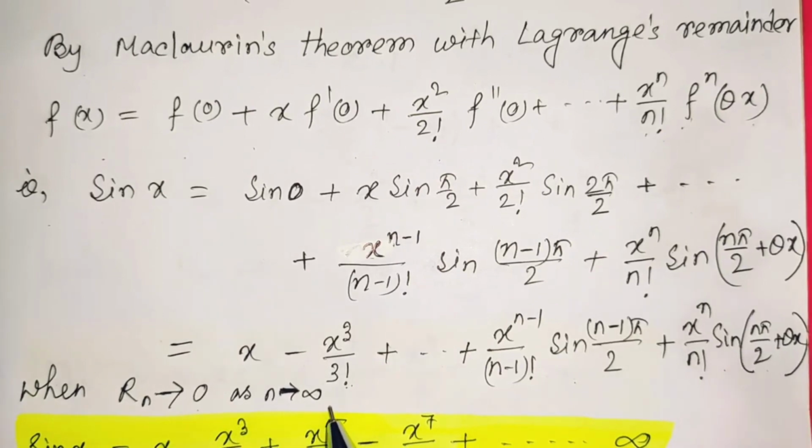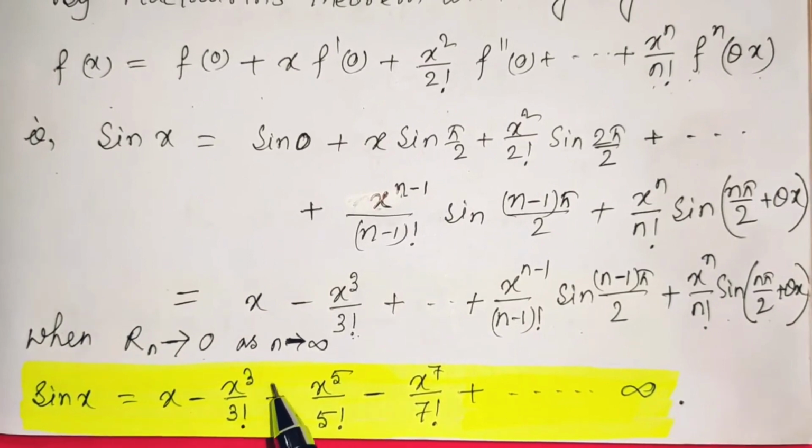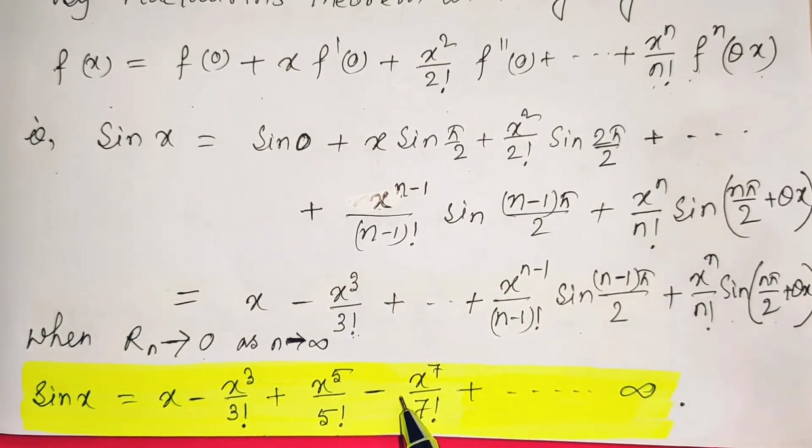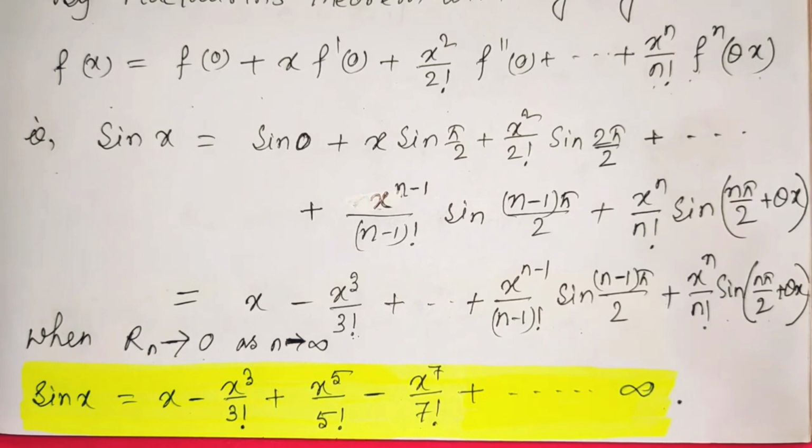0 as n tends to infinity, so that this series becomes sin x is equal to x minus x cube by 3 factorial plus x to the power 5 by 5 factorial minus x to the power 7 by 7 factorial, and so on. So this is our infinite expression of sin x.